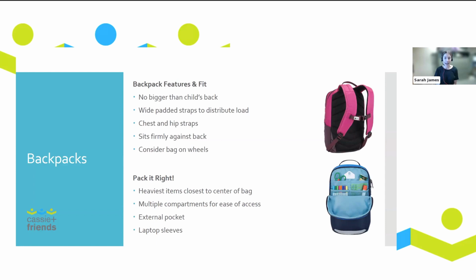Finally, how we actually pack the bag can make a big difference as well. The heaviest items ideally will be closest to the center of the bag to help with balance. Multiple compartments can really help with ease of access, especially for students who may have complaints in their wrists or hands, and so getting in and out of the school bag might be quite challenging. Knowing where things are or even having things in external pockets can really help.